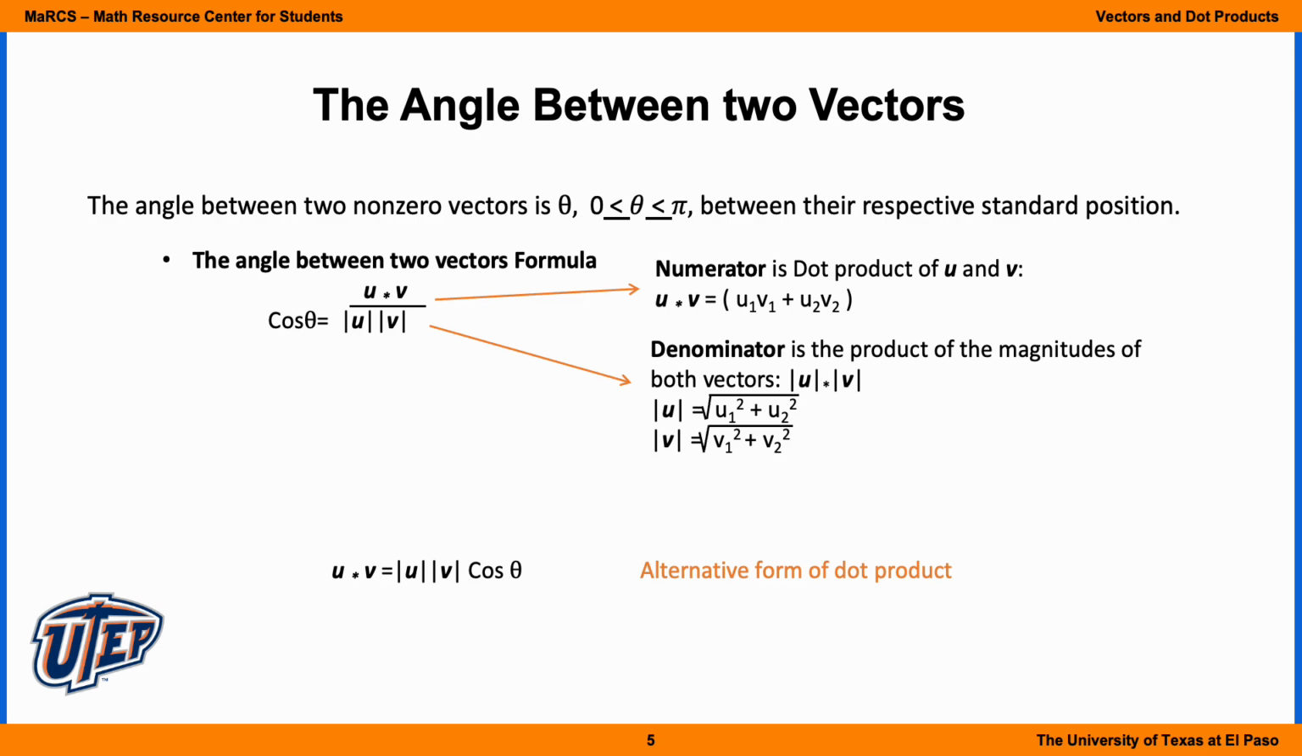So the cosine of theta is equal to u dot v divided by the product of each of their magnitudes, the magnitude of u times the magnitude of v. On the numerator we have the dot product, and in the denominator we have the product of the magnitudes of both of the vectors. So here we have an alternative form. We are just isolating the u dot v. We multiply by the magnitudes of u and v on both sides to get u dot v by itself on the left hand side.